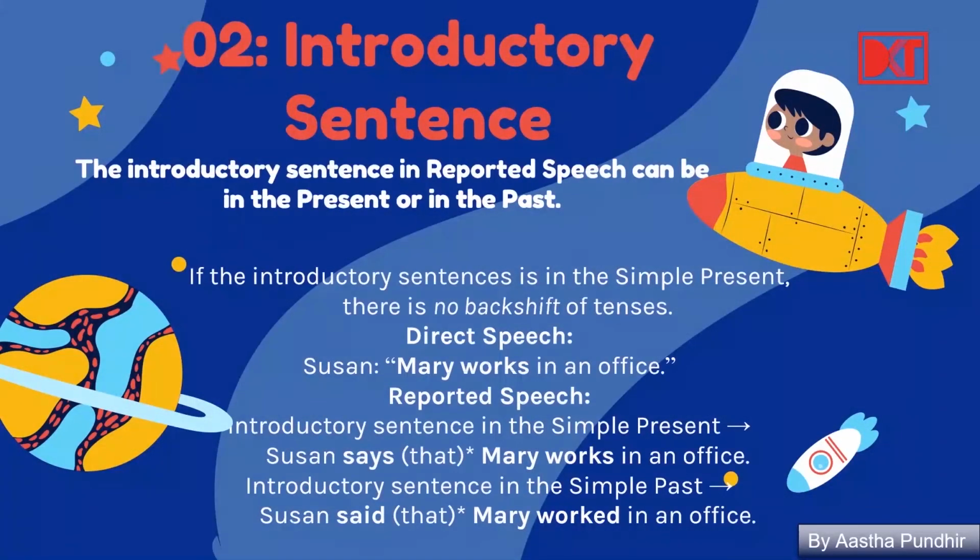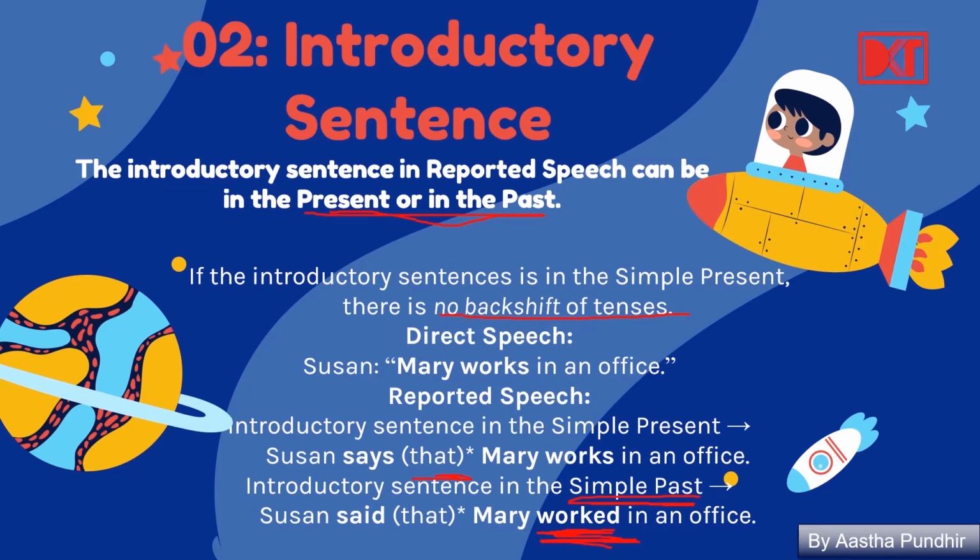Now the next step is the introductory sentence. The introductory sentence in reported speech can be in the present or past. Let's see how. If the introductory sentence is in the simple present, then there is no backshift of tenses. For example, in direct speech we say, Susan says that Mary works in an office. In reported speech, if the introductory sentence is in the simple present, then Susan says that Mary works in an office. But if the introductory sentence is in the simple past, it becomes Susan said that Mary worked in an office. Which means if the introductory sentence is in the simple past, then the tense is backshifted.